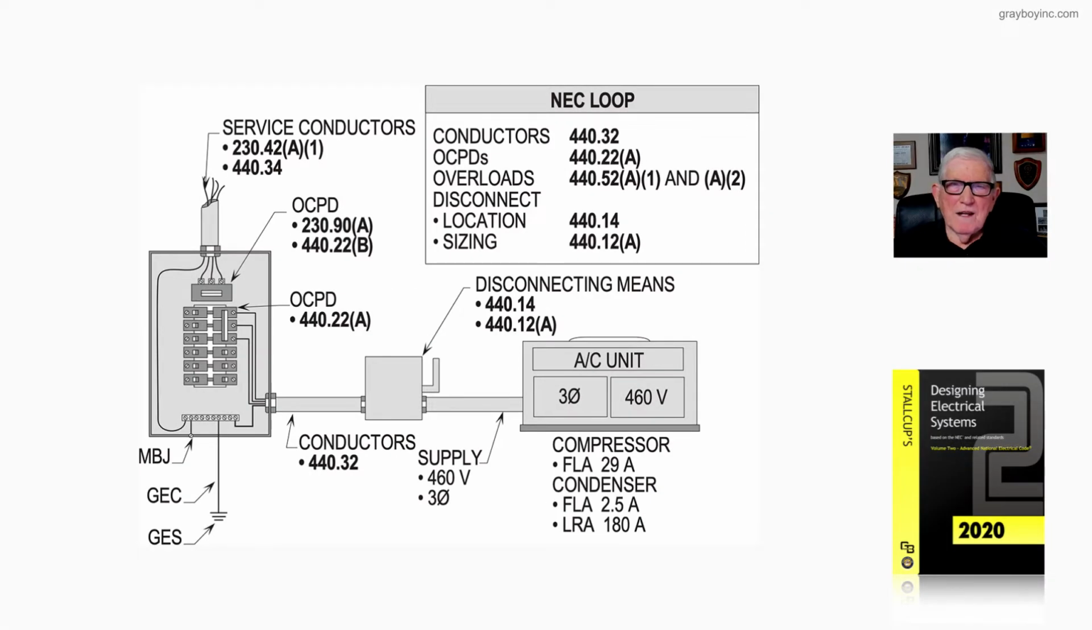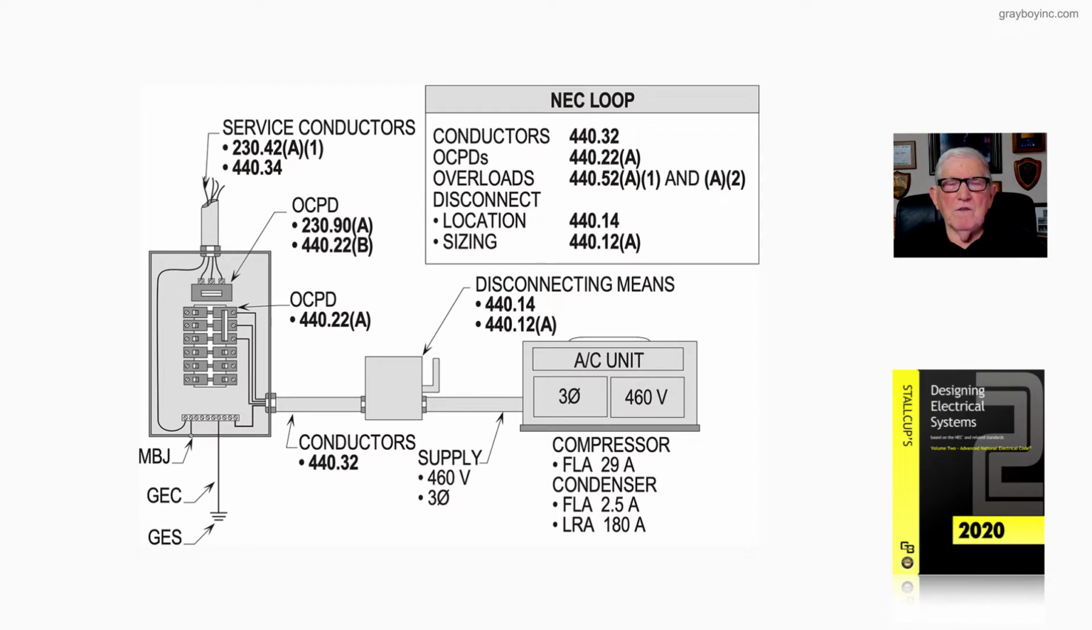Now this figure 19-3A deals with sizing a non-automatic circuit breaker or a non-fusible disconnect capable of disconnecting the running current and the locked rotor current of an AC unit. Now the NEC loop, if you just wanted, say, to size the conductors, refers you to 440.32.